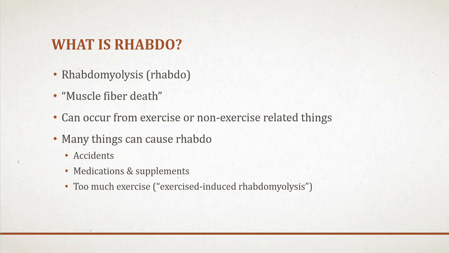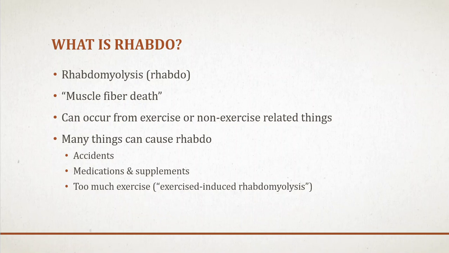Okay, so now let's talk about rhabdomyolysis, or it is abbreviated Rhabdo, okay? The word literally means muscle fiber death. If you break the word down, rhabdomyolysis, it means skeletal muscle fiber death. Basically, the muscles in our body break down. They release their cellular contents into the blood, and this can cause some really bad things happening, okay?